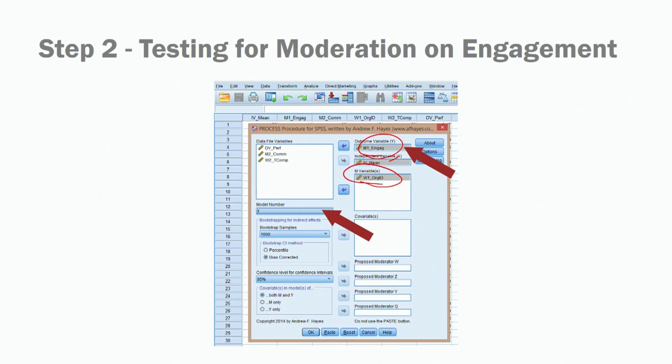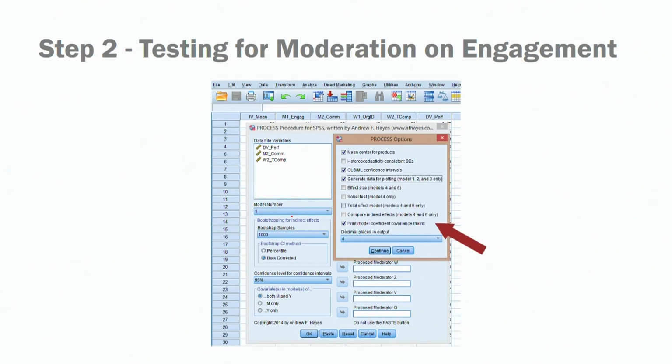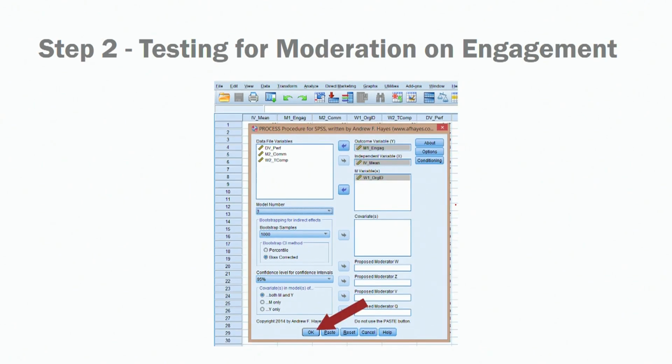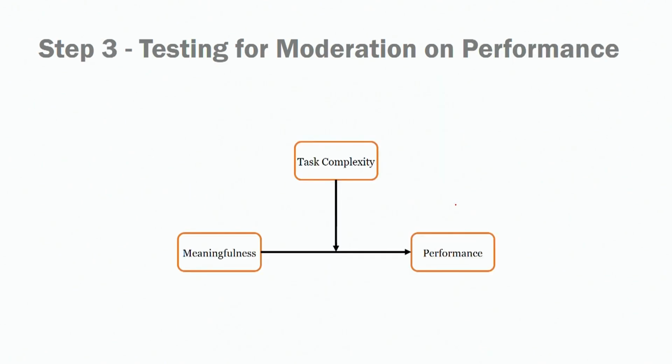Because we are conducting a moderation model analysis, model number 1. And don't forget to mean-center the products to avoid multicollinearity issues, and print the matrix that we get covariance coefficients. Click on OK, you get the output.